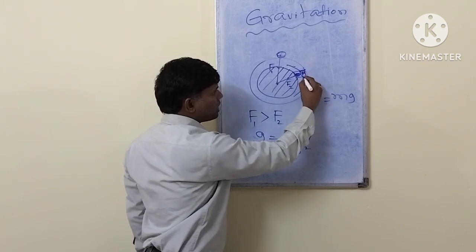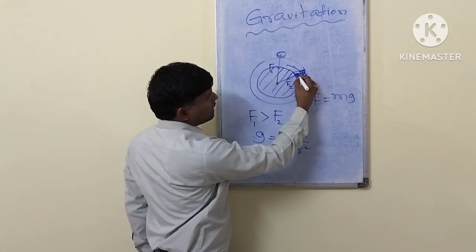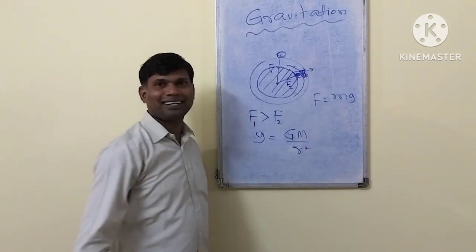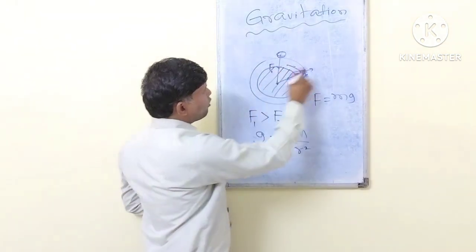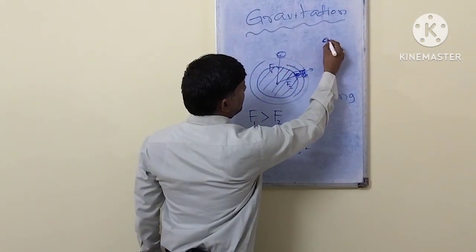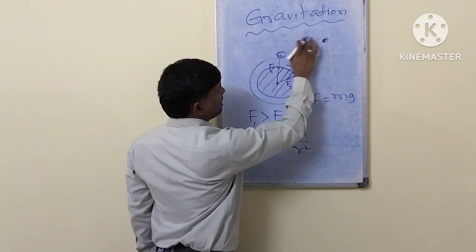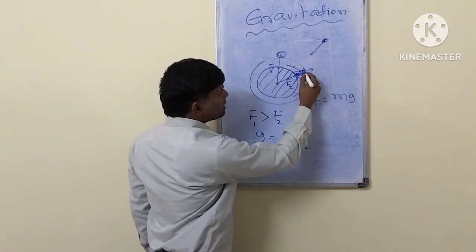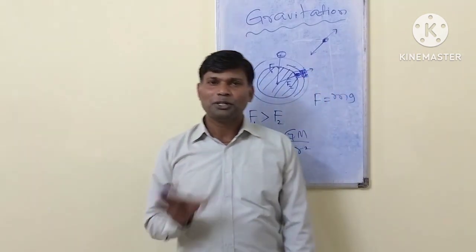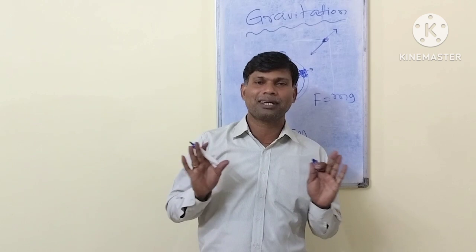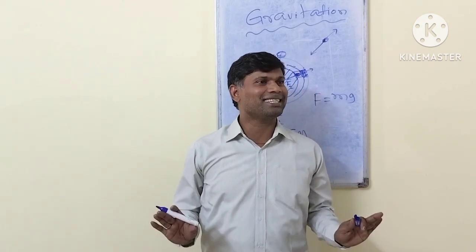Suppose you take this portion of the earth. This portion of the earth is attracting along this direction. So on you there are now two forces. The complete portion is attracting along this direction, but this portion of the mass is attracting you along this direction. That is why the net force on you decreases.